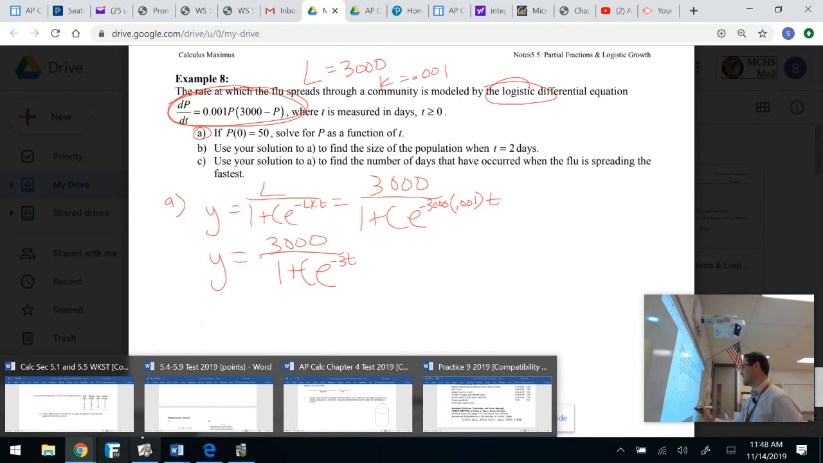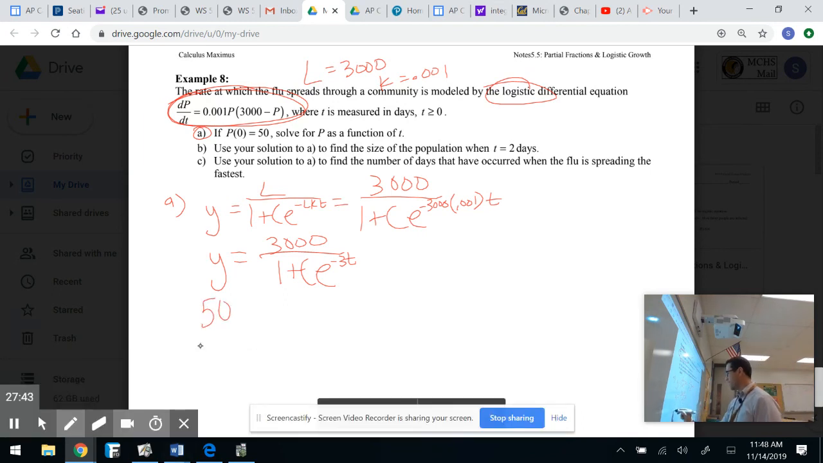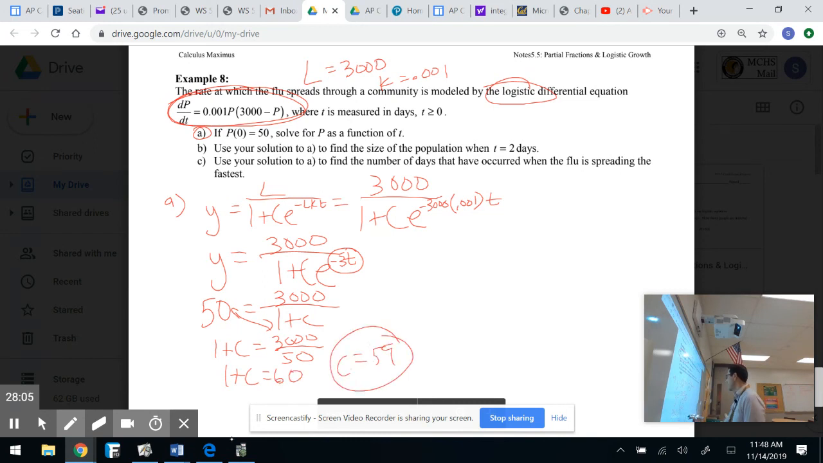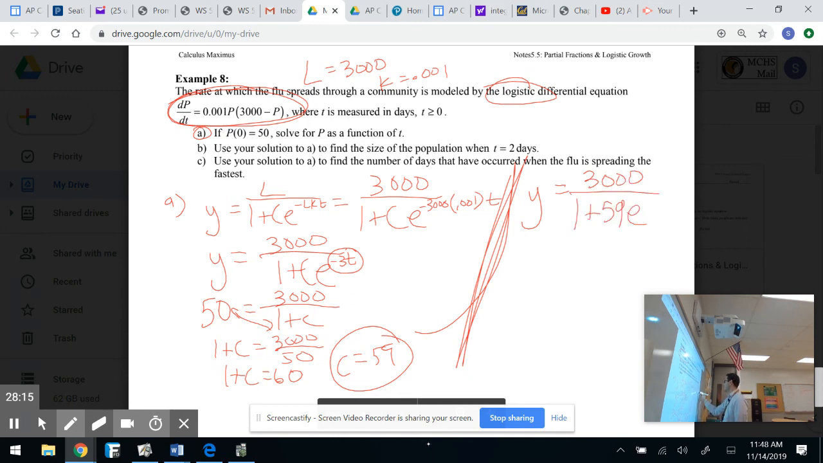Well, I can find C, right? Plug and chug. Put a 50 in there, right? Put a 0 in there, okay, which would give me that. Oh, let's do a little flip-flop change of rule, and you get 1 plus C equals 3,000 over 50, which would be 1 plus C equals 60. So C equals 59, right? So I get a logistic growth equation of Y equals 3,000 over 1 plus 59e to the negative 3T. How sweet is that? Oh, my gosh.